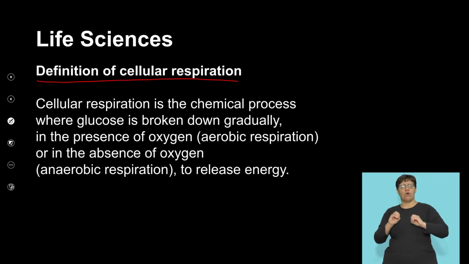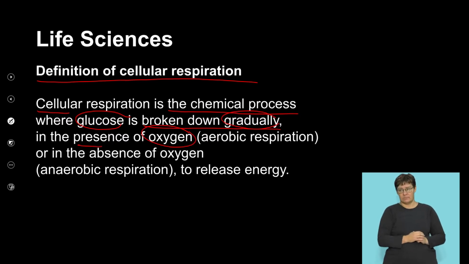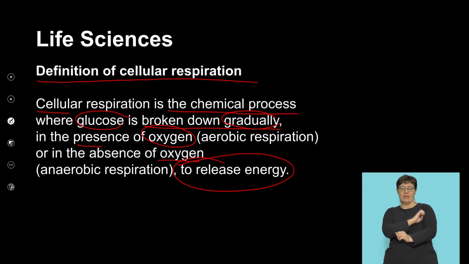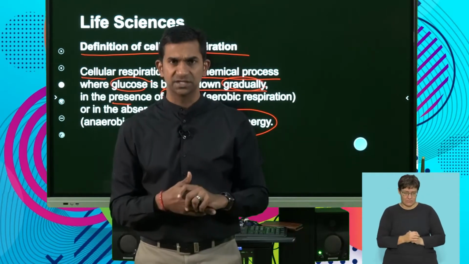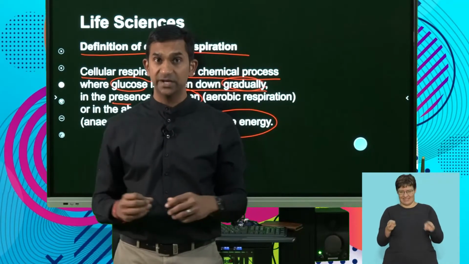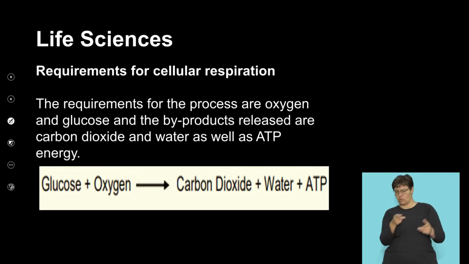It's important that we define cellular respiration. Cellular respiration is the chemical process where glucose is broken down gradually in the presence of oxygen or the absence of oxygen, and that produces energy. So to recap that, we can learn a definition very simply by looking at what is required in that process. I often remind the learners to look at a definition by drawing out an equation, in this case, the equation of cellular respiration. Let's try and do that by looking at this equation.